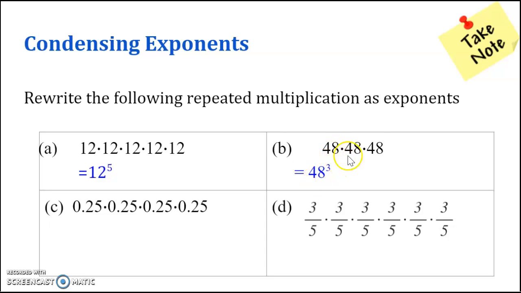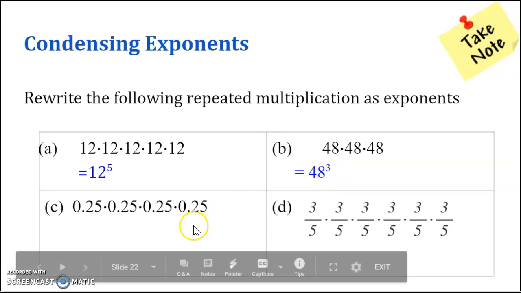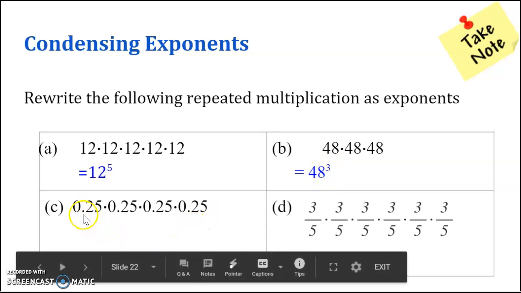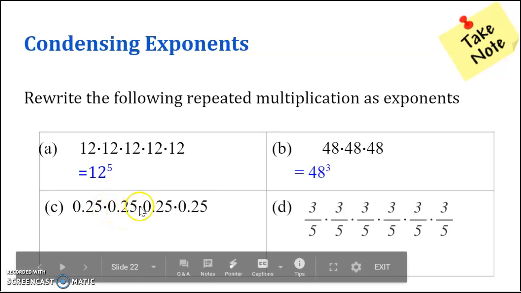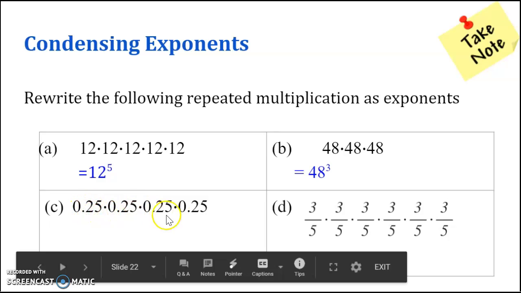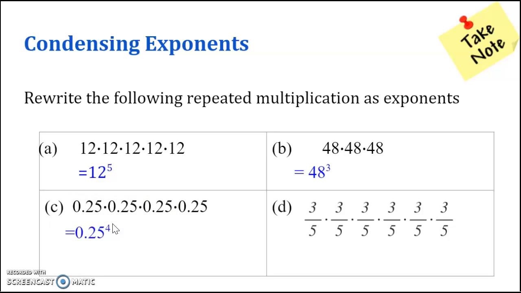The 48 is being multiplied to itself 3 times, so it's 48 to the power of 3. In this case, don't get the decimal places and multiplication signs mixed up. Again, this is the reason you need to make sure that it's really clear to you where you're writing the decimal place and multiplication. The number that is being multiplied to itself is 0.25, and it's being multiplied 4 times.